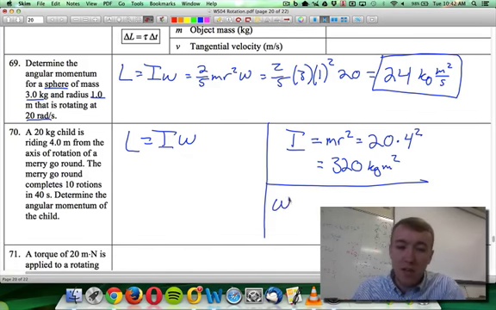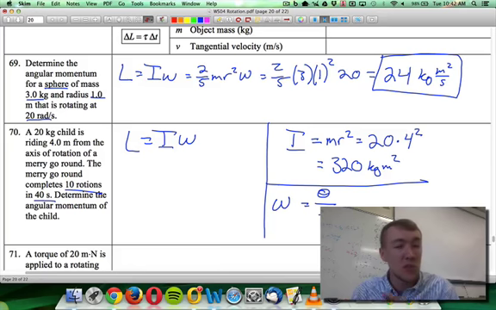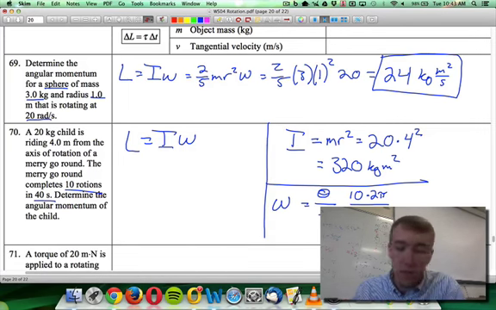To find angular velocity, it says that it does 10 rotations in 40 seconds. Well, angular velocity you can find by figuring out the angular displacement and dividing it by time. Angular displacement has to be in radians, so this is going to be 10 revolutions, and there's 2 pi radians in each revolution, and the total time there takes 40 seconds. So that's going to end up being about 1.57 radians per second.